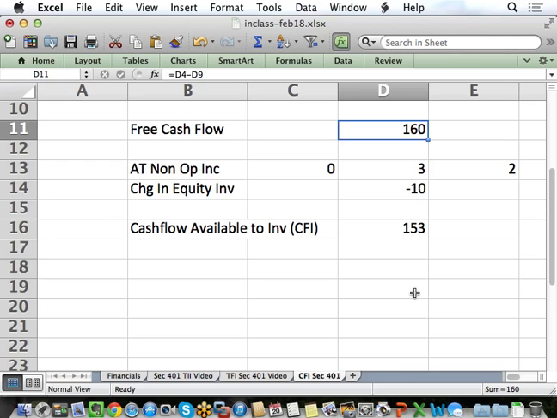This is a McKinsey created statement. And what they're trying to reconcile to is cash flow available to investors. What that means is when we cross the chasm and we now go to this side of the statement for debt and equity, we're going to what's called the funds flow or the financing flow side of the statement. On this side of the statement, we are trying to match to the CFI.